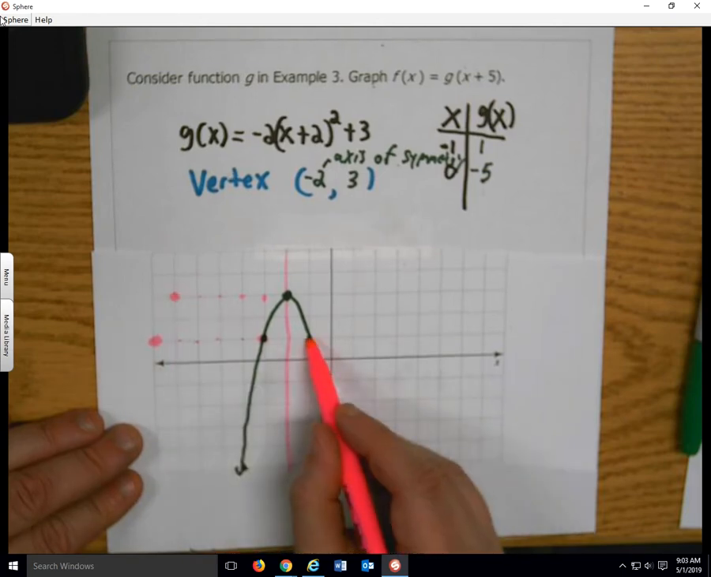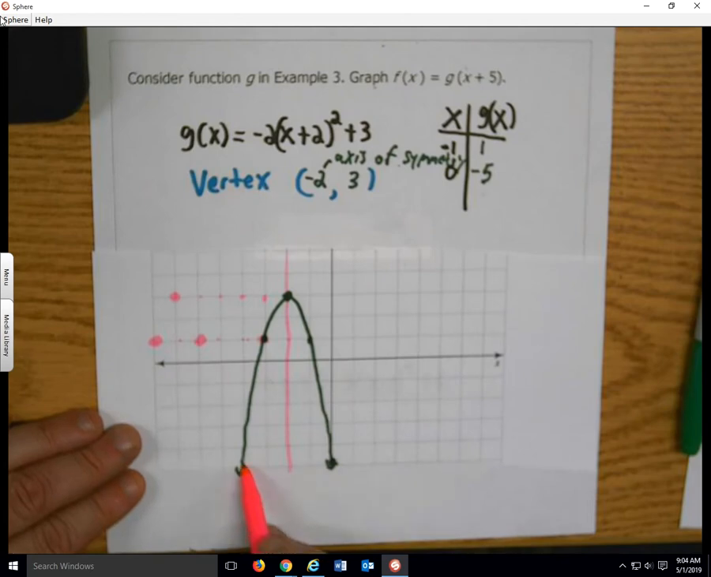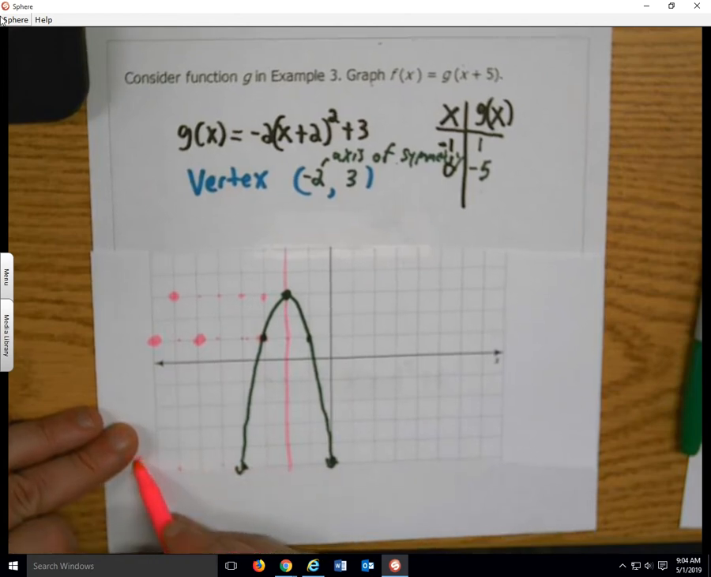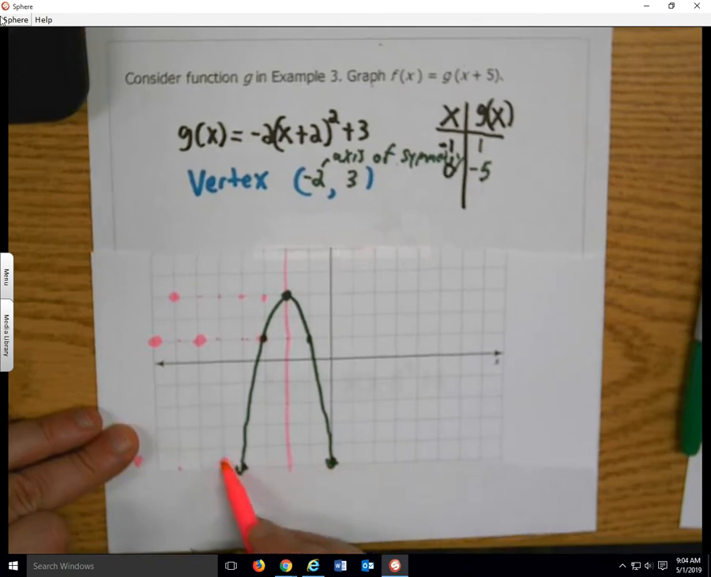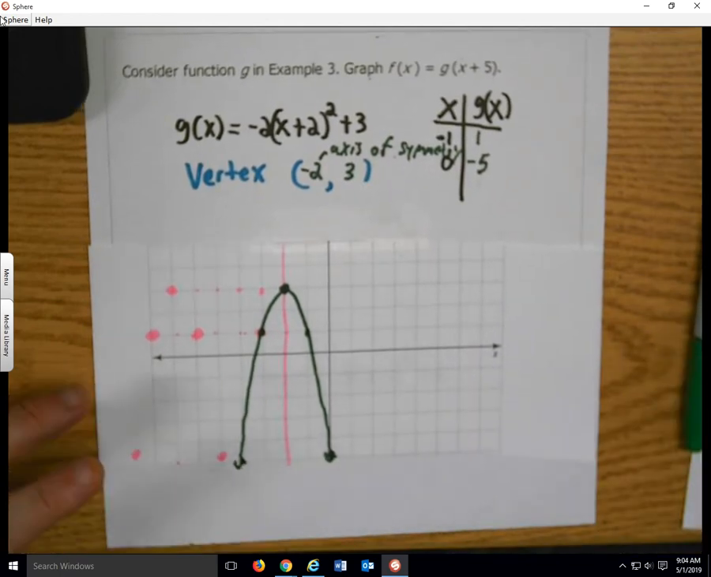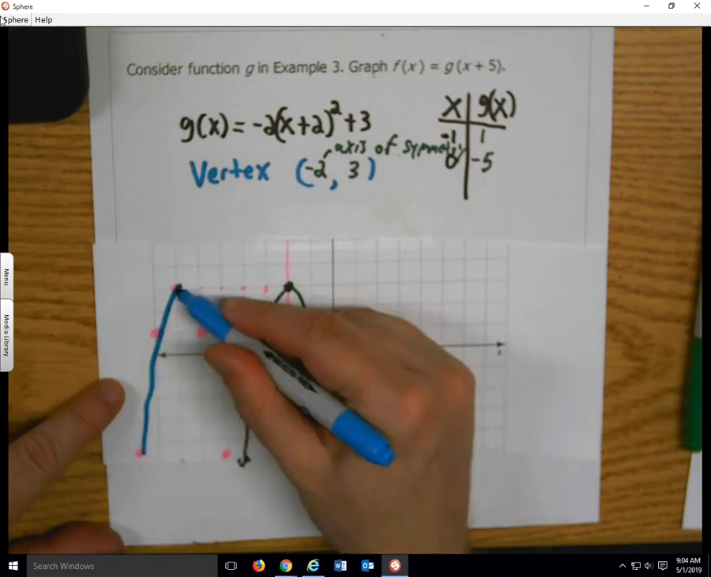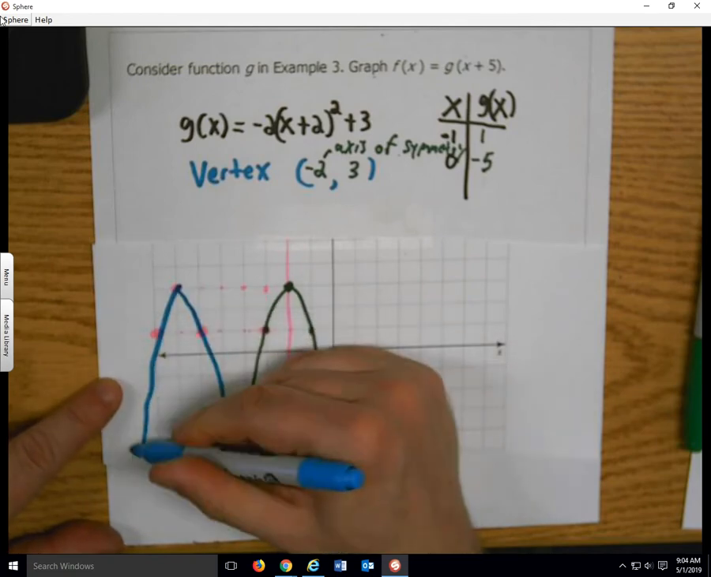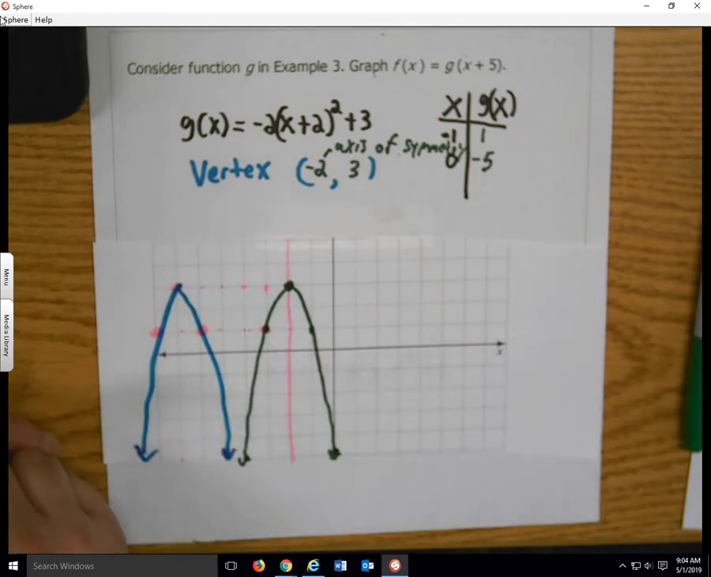I'll move this over 5. 1, 2, 3, 4, 5. It's right here. And this one, 1, 2, 3, 4, 5, right here. And then you have it. That's it. You transformed it, and you have the new parabola. Just shift it over or transform it over 5 spaces.